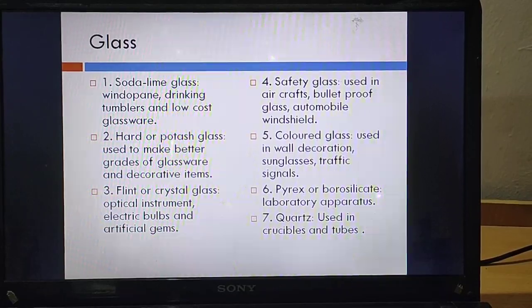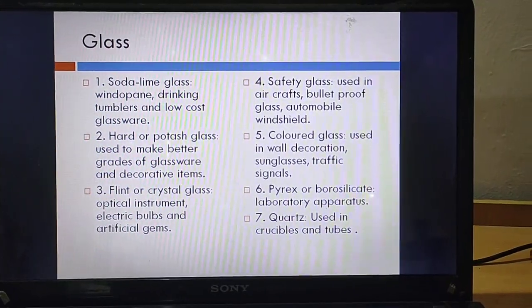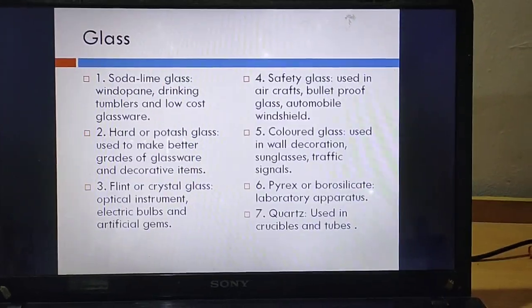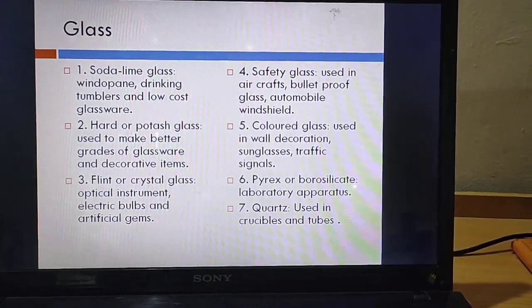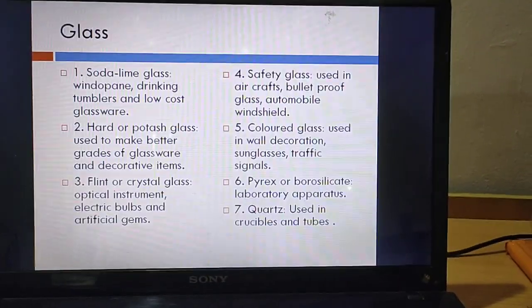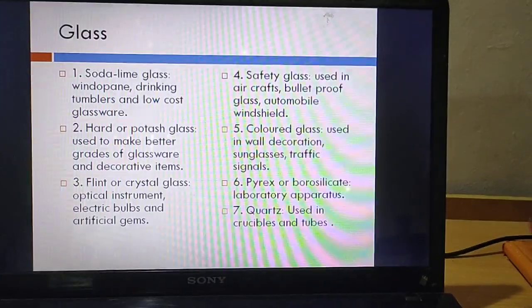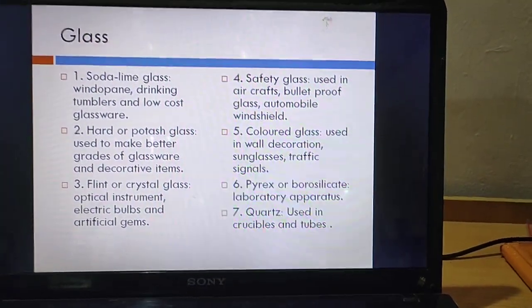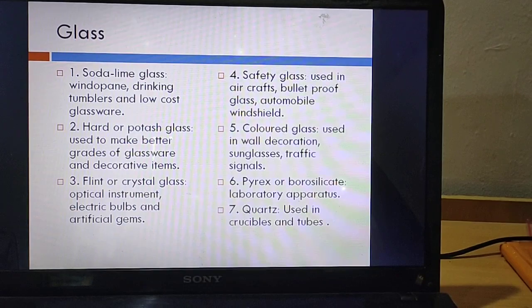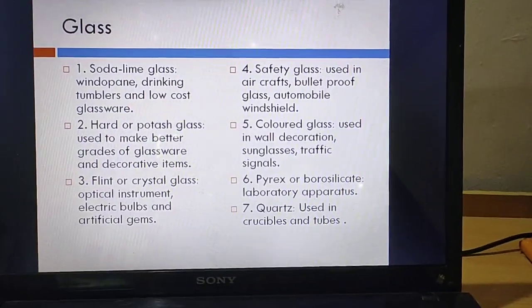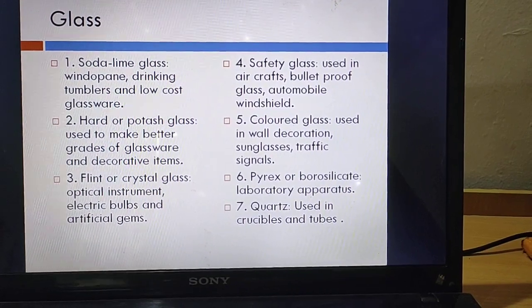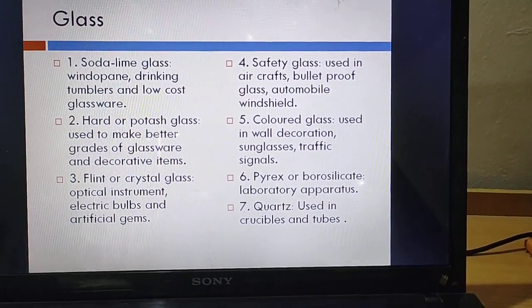The fourth type of glass which we are going to study is safety glass. Now this glass, of course, helps in providing safety. So that's why it is used in aircrafts, bulletproof glass, automobile windshields. The windshield which you find in your vehicles, especially in your car, is made up of safety glass and this glass does not get broken easily.